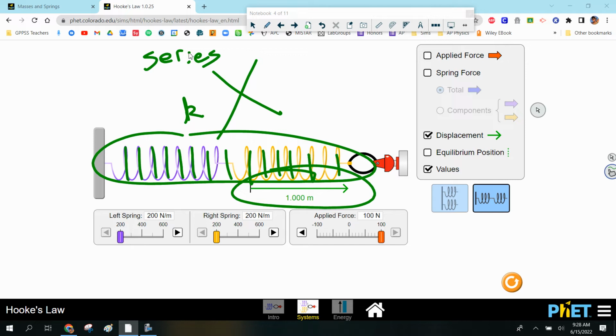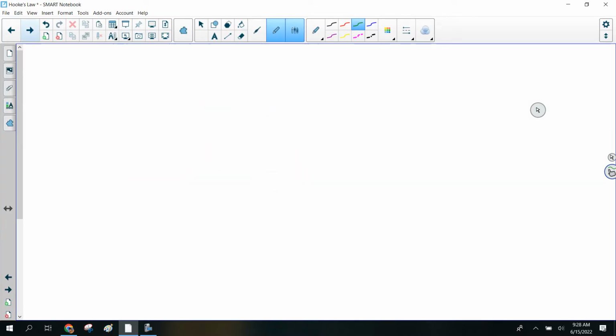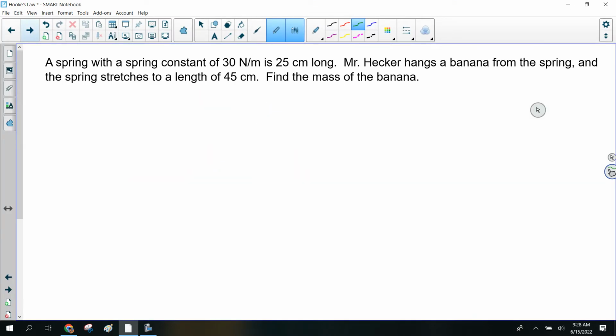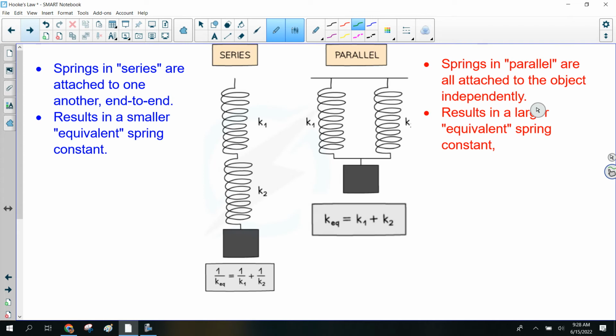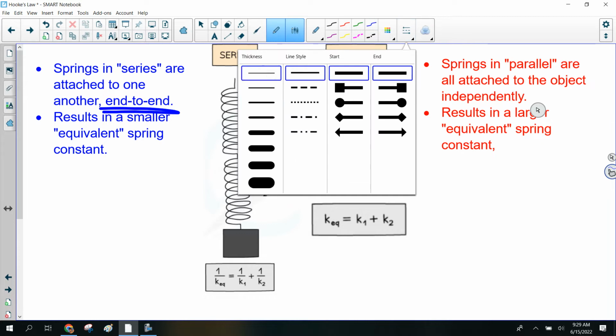So let's put this all in writing, and there are two quick equations we have to learn. Here are two different possibilities. In blue, you can see springs in series. You've got the two springs connected end to end, and it results in a smaller equivalent spring constant, sometimes called a total spring constant. And here's the equation.